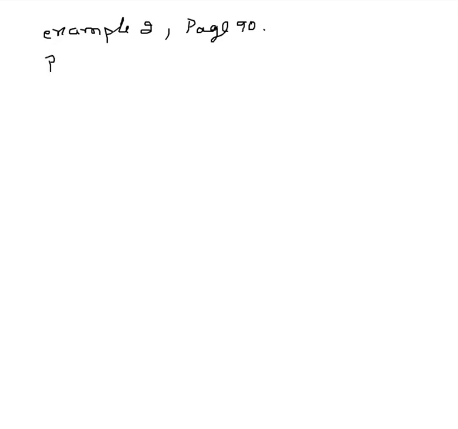Prove that 2 raised to n is greater than n for all positive integers. So the P of n statement is 2 power n is greater than n for all positive integers.